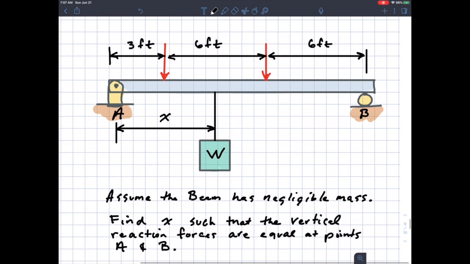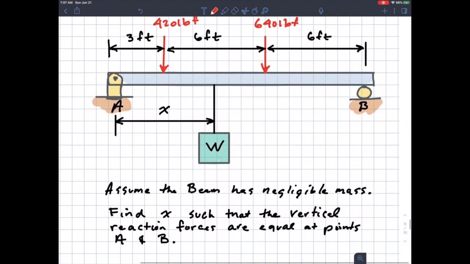All right, so in this example, we're going to assume the beam has negligible mass compared to the forces that are being used, which I should write in, by the way. Let's say we have a 420 pound force for this first force in red, and the second one is a 640 pound force. So we're neglecting the mass of the beam, and we want to adjust this weight W. I should also tell you what that is.